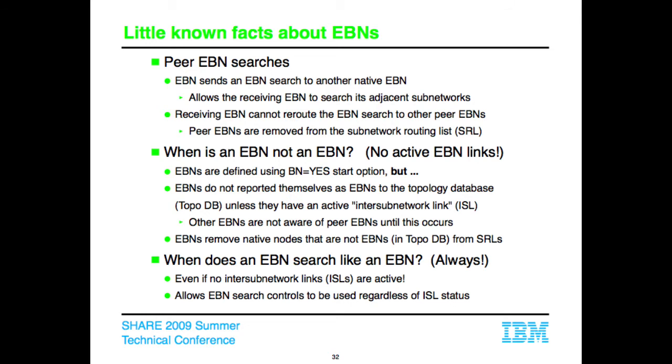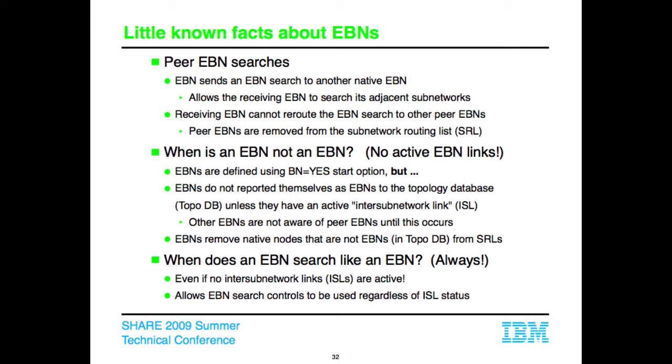All right, so let's talk about little known facts about border nodes. When a peer border node search is performed, for example, when A1 sends a search request to A3, asking A3 to look across network boundaries, the only thing that the receiving EBN is allowed to do is search the non-native networks that are attached to him. It allows that receiving EBN to search its adjacent networks. The receiving EBN is not allowed to reroute that peer border node search to other peer border nodes in the same network. Instead, if A1 sent to A3 and A3 couldn't do anything with it, he would reject the search and A1 would then try A4 and let A4 try. So it's the entry border node or the origin border node's responsibility to search all of the peer border nodes in his network.